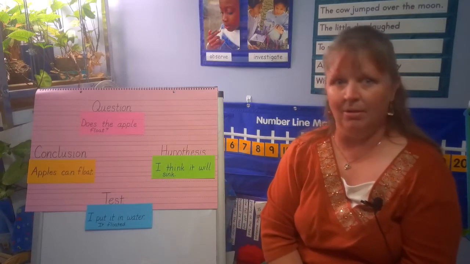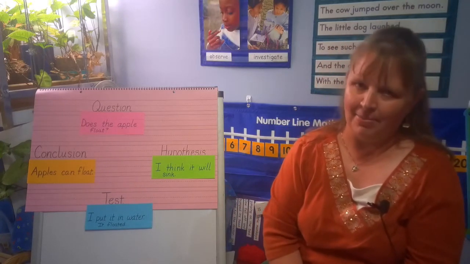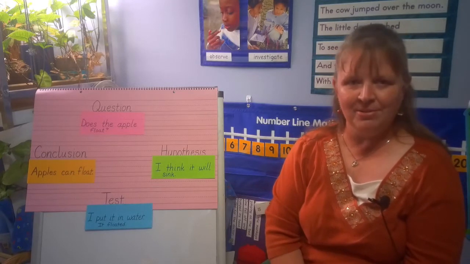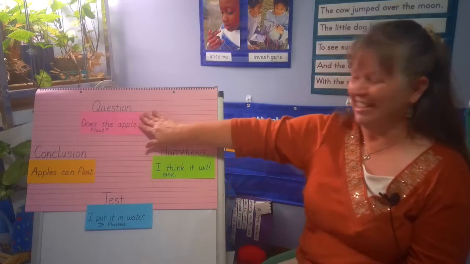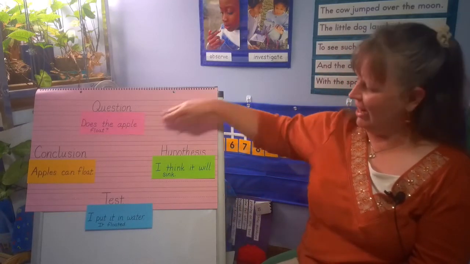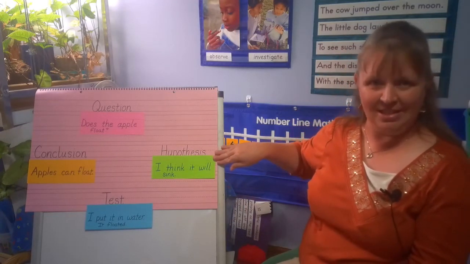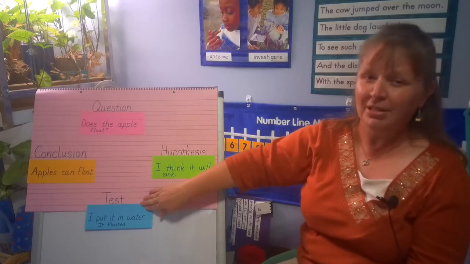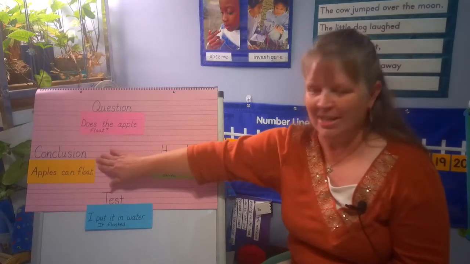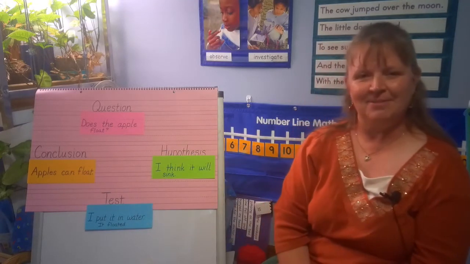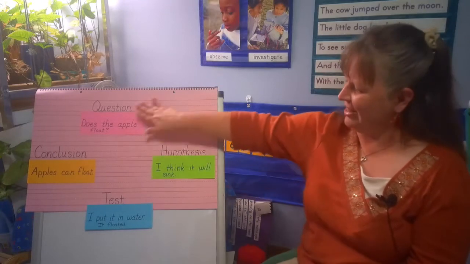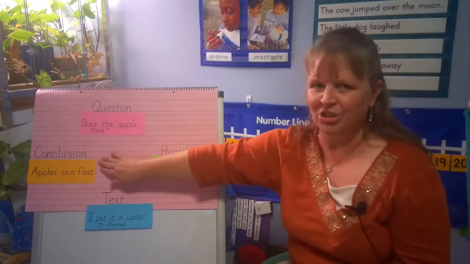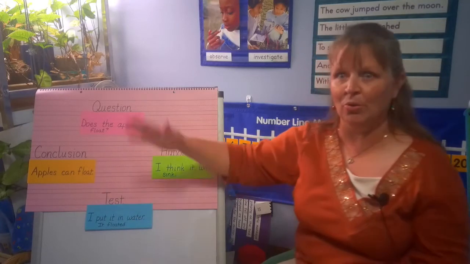Now, how could I find out if all apples float? Well, I can't go around the whole world testing every single apple, could I? No, that would be kind of silly. But could I test more apples? Absolutely. I could say, do all apples float? And then I could say, well, I think so. And I could test more apples. Maybe not every apple, but I could test a lot of apples. And then I could make a conclusion from my test. That's what scientists do. They ask a question, they make a hypothesis, they test it, they make a conclusion, and then that conclusion leads them to more questions.